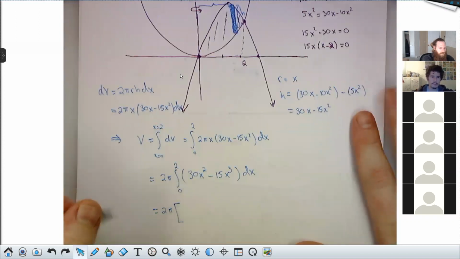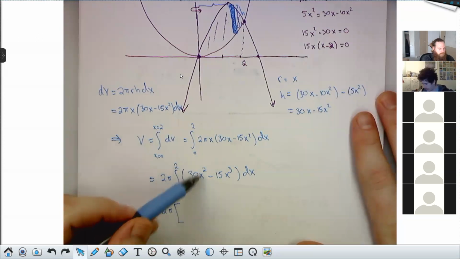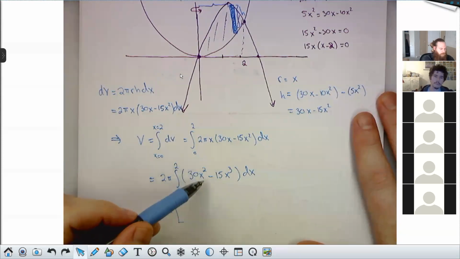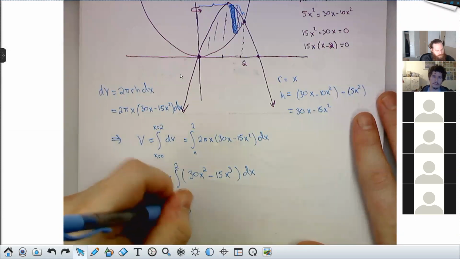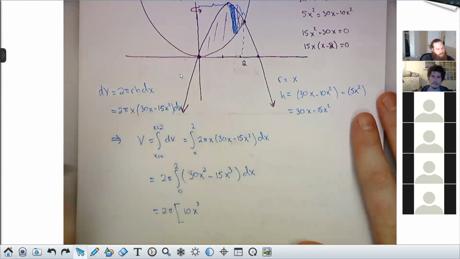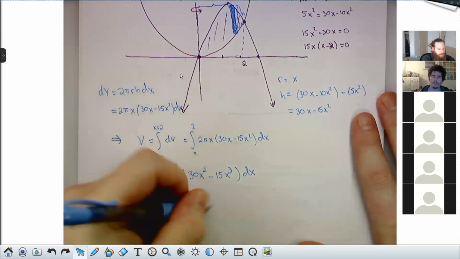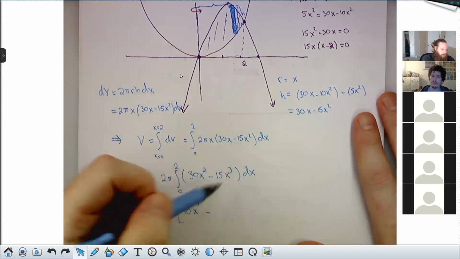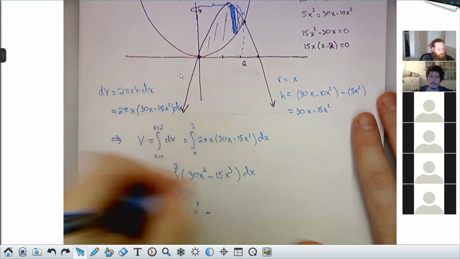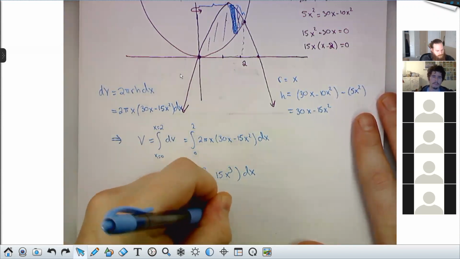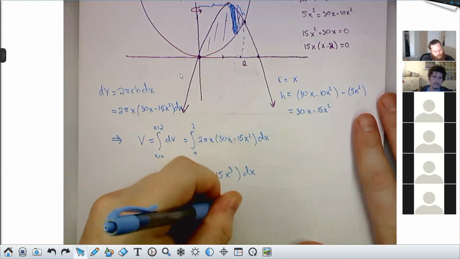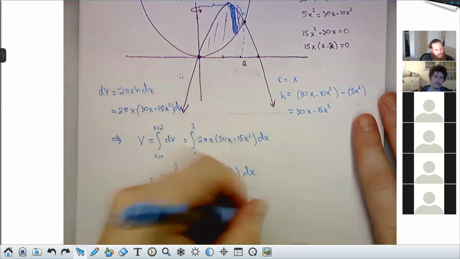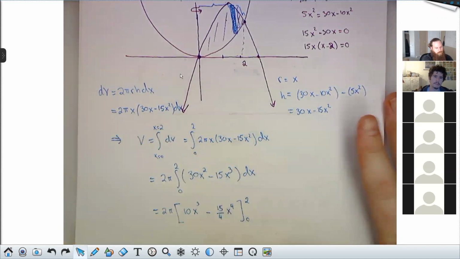And so that will be 2 pi times my antiderivative here. X squared will become x cubed over 3. The 30 and the 1/3 will talk to each other. That'll be 10x cubed, minus x cubed will become x to the 4 over 4, and 15 over 4, they don't talk to each other. So that's just 15 over 4 x to the 4. And all this is to be evaluated from 0 to 2.